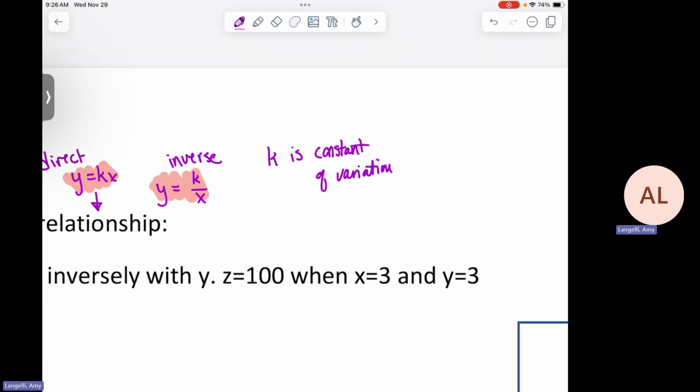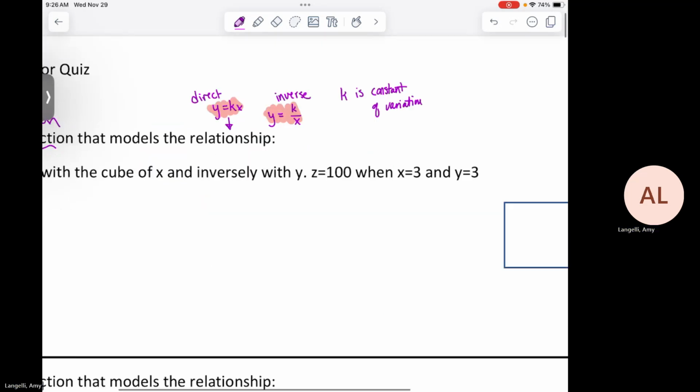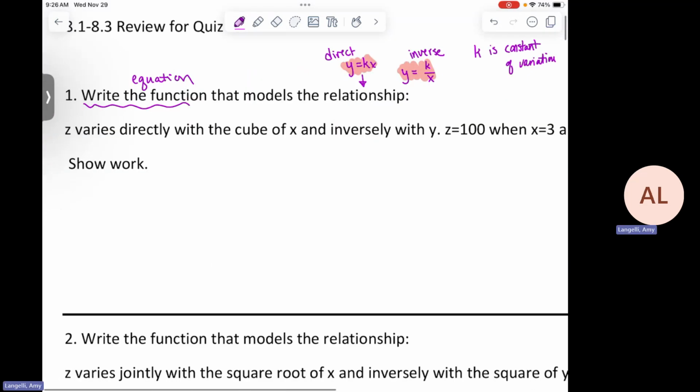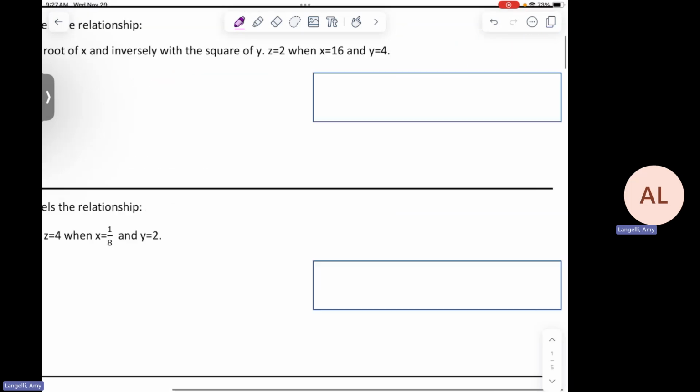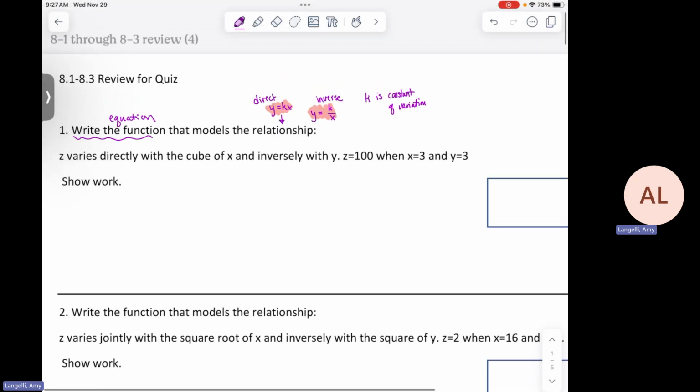All right, and now I'm going to look and see what's going on. Oh, we have all kinds of fun stuff going on. Okay, this is a whole sentence, so it's not just direct or inverse. It looks like it's a combination of it here. So we're going to read the sentence and then interpret what it means. It says z varies directly with the cube of x and inversely with y. So just this red highlight tells us what to do.